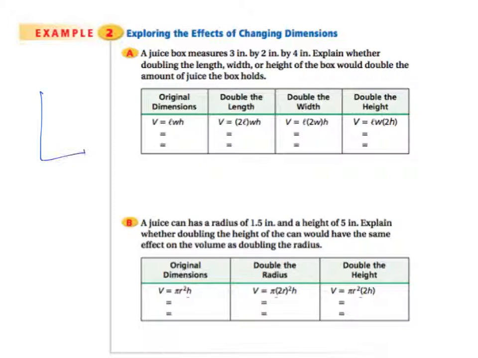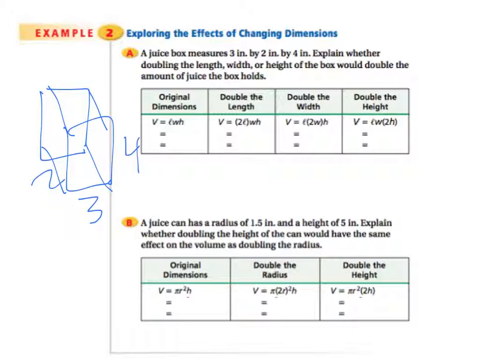So we have a box here. I know my boxes always look the same. It's 3 by 2 by 4. So volume is base times height, and so it's going to be 3 times 2 times 4. So that's going to be 6 times 4, so it's 24 inches cubed.